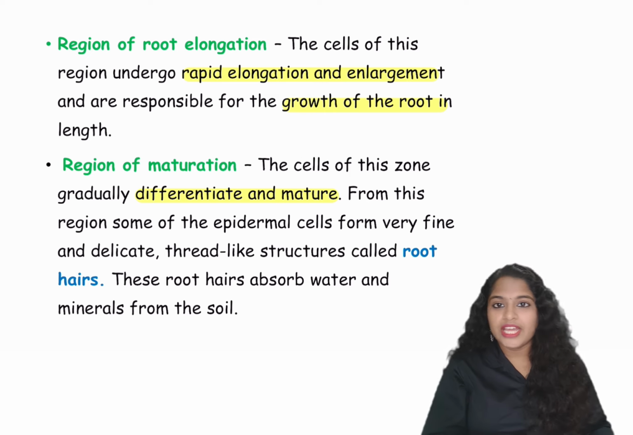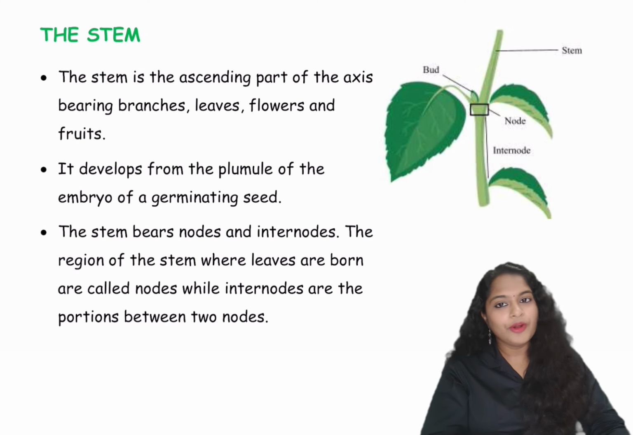And how does the root hair help? The root hair helps in the absorption of water and minerals, and it also increases the surface area for this absorption. Next we are going to learn about the stem.